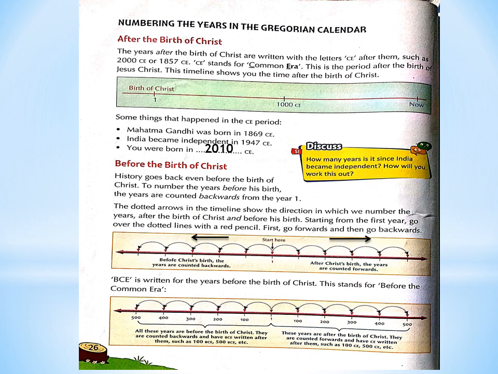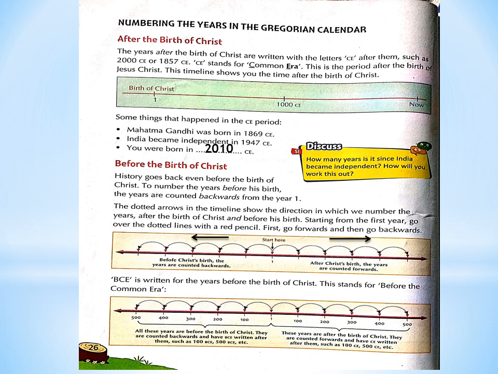And this period, that is Common Era period, these years are after the birth of Christ. They are counted forward and have CE written after them, such as 100 CE, 500 CE, etc. So Common Era period will be counted forward. Before the Common Era period will be counted backward. Remember this thing. This is the main difference.